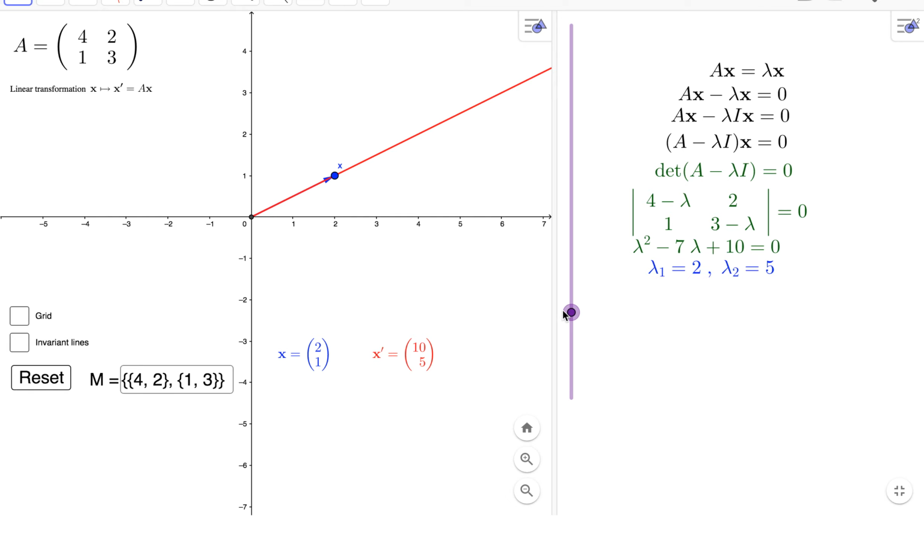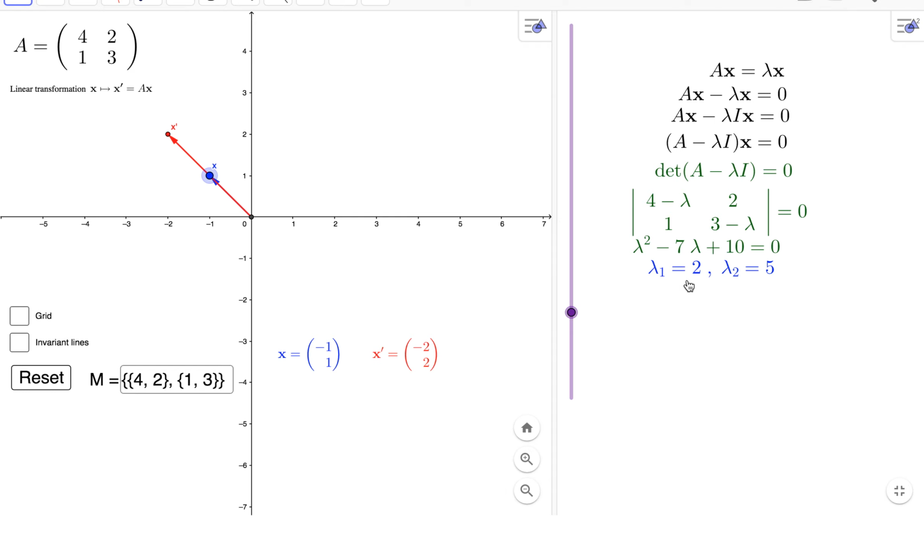If you remember the interactive demo a few seconds ago, we found that in this example, this input x was scaled by a factor of 5. Lambda 2 is 5. The other input vector over here, the other special one, was scaled by a factor 2. That's lambda 1 equals 2.